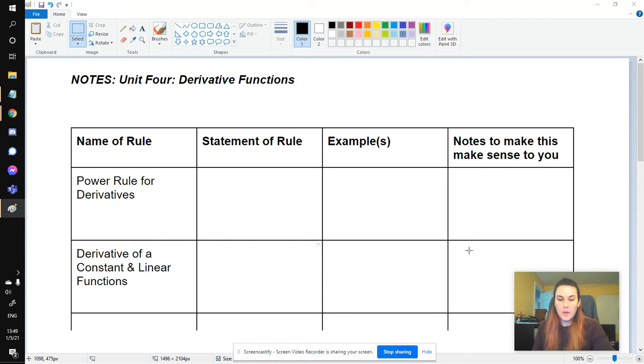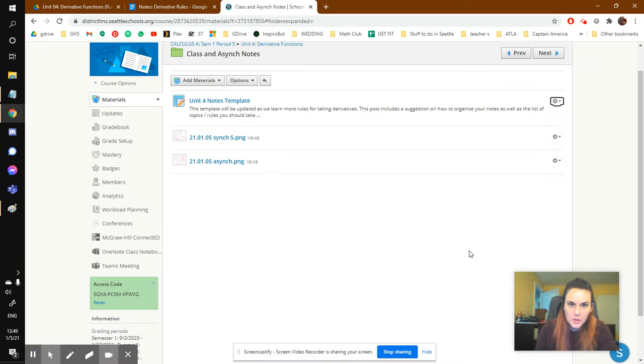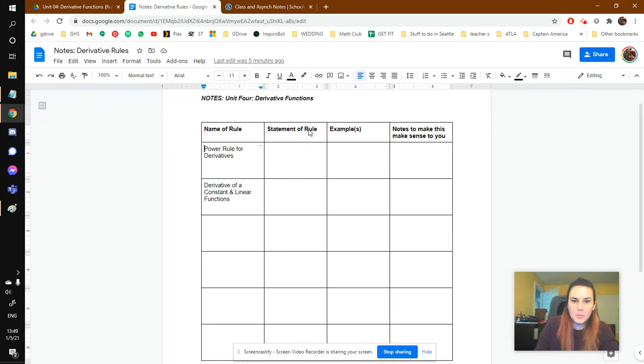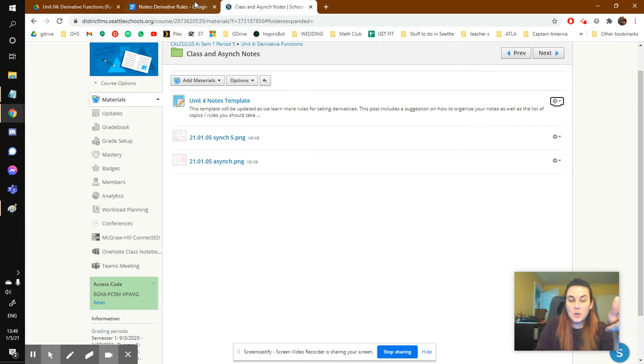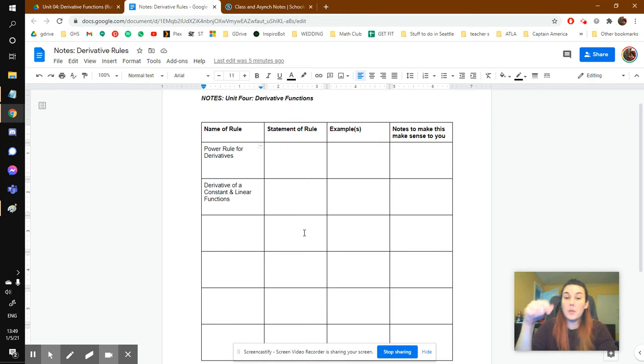So here's the deal. We've got this template that I posted on the class and asynchronous notes folder of your Schoology page. You can download this template and take notes in the table. You can print it out and take notes, written it down. You can just draw this grid in your notebook. You can use a different organizational system.